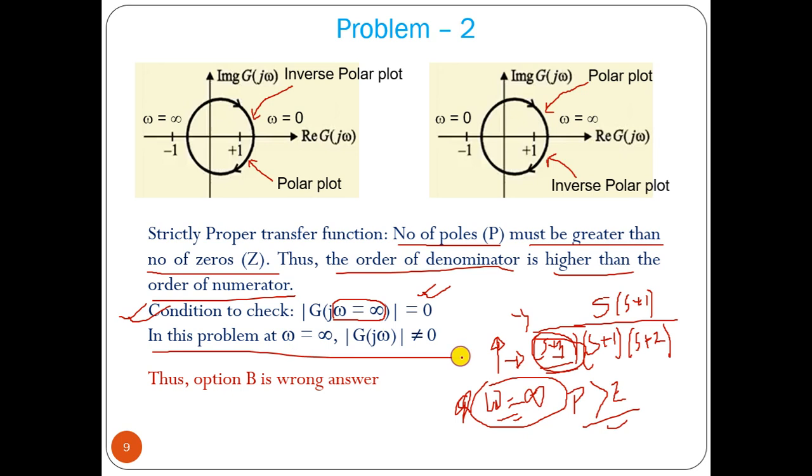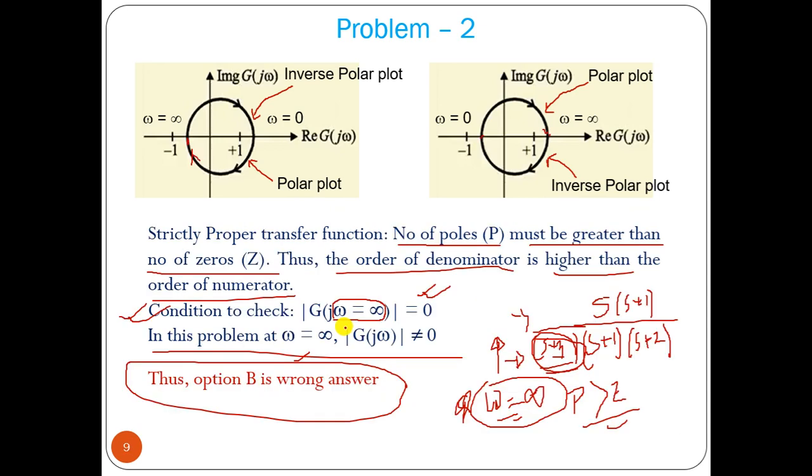Now in this problem, if we take this example, and take omega 0 to infinity here, for both the cases it is not 0. So at omega equal to infinity, the magnitude is not equal to 0. So answer B is also wrong. These are the points that we have to remember.